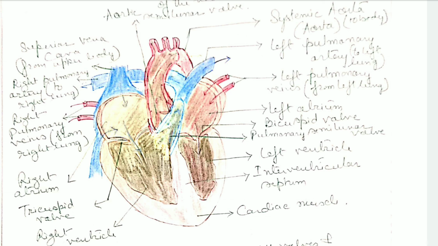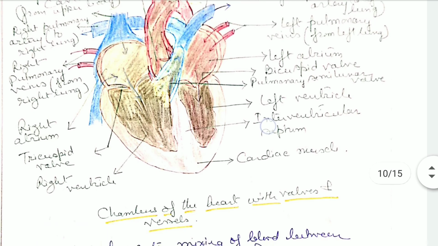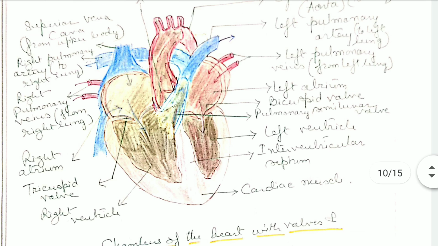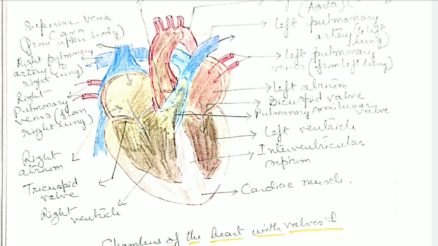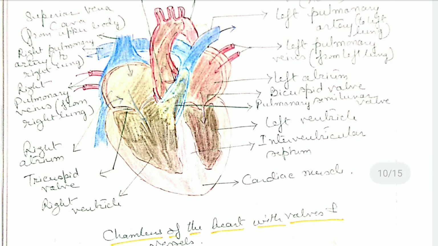Okay, this is the chambers of the heart with the walls also. See, the walls are present here. Between the right auricle and right ventricle is the tricuspid valve. Between the left auricle and left ventricle is the bicuspid or mitral valve. Here is the pulmonary valve between the right ventricle and the pulmonary artery. Then in the aorta, between the left ventricle and the aorta, this is the aortic valve. So this is the diagrammatic representation of the chambers of the heart.